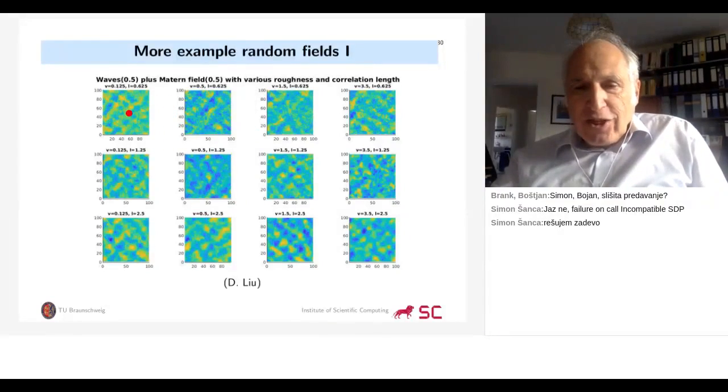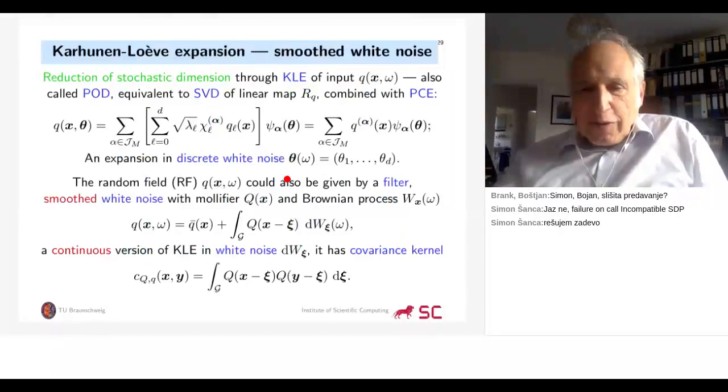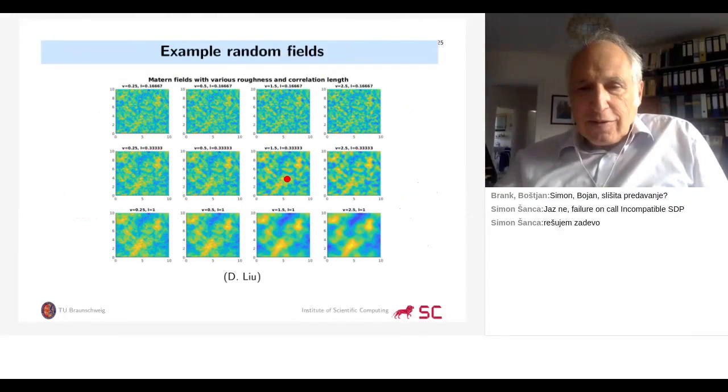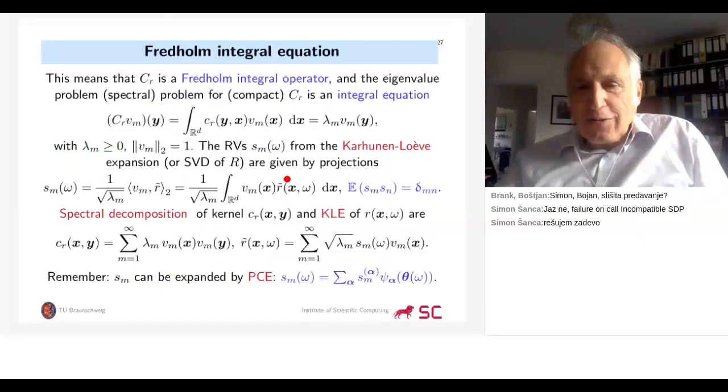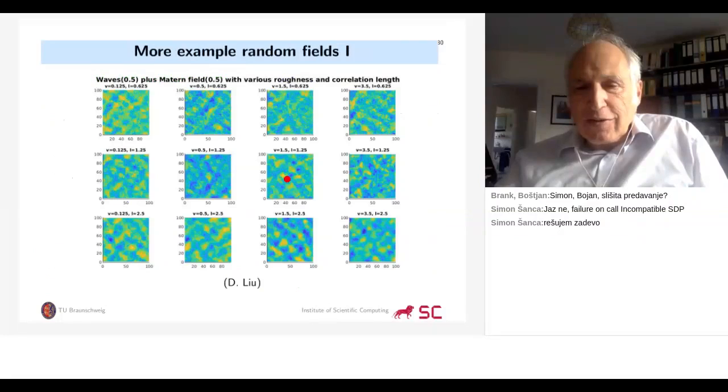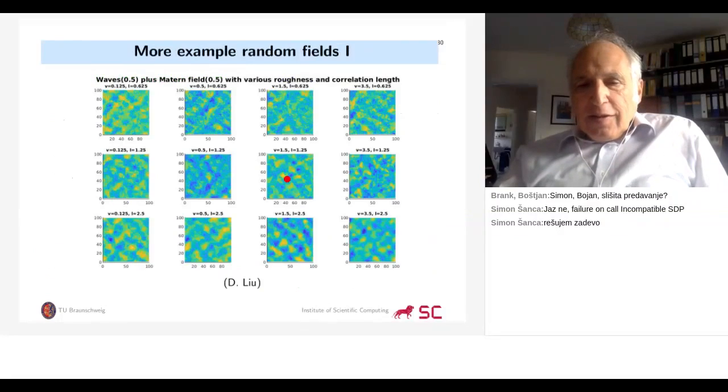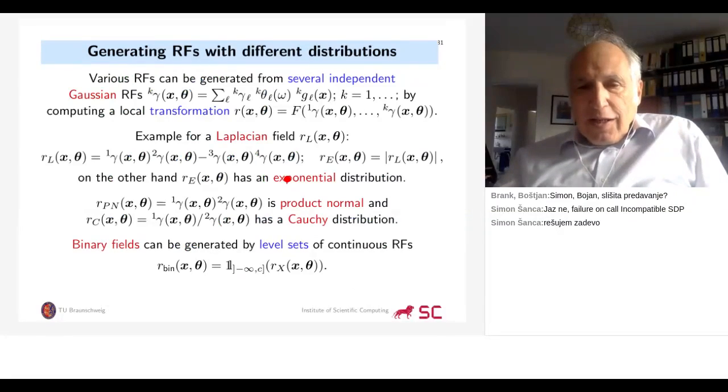And what we did here, we changed this Matern covariance by adding a wavy pattern. And you see this becomes more wavy, as in the picture I showed you before. And this is how you can introduce structures in your random field. You will see more examples of this. Good. And we can also generate random fields this way with different distributions.